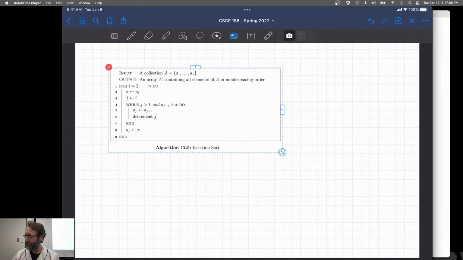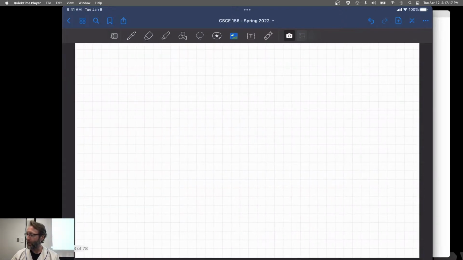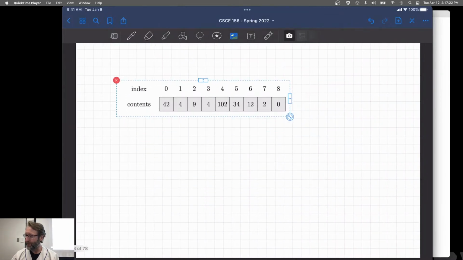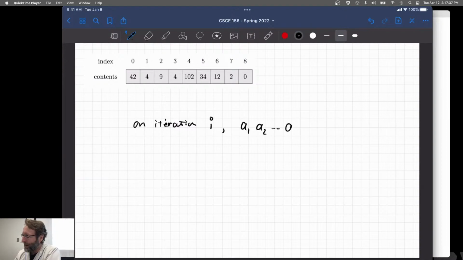Insertion sort. There's the code. We'll come back and annotate it here in a second. Let's think about how it works. So here's my original array. Here's the general case, right? On iteration i, A1, A2 dot dot dot A sub i minus 1 is sorted. This will be our inductive assumption, right?